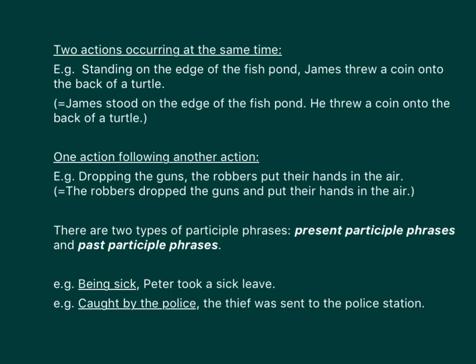There are two types of participle phrases. The present participle phrases and the past participle phrases. Here an example. Being sick, Peter took a sick leave. Caught by the police, the thief was sent to the police station. Being is a present participle. Caught is a past participle. Being sick is a present participle phrase. Caught by the police is a past participle phrase.